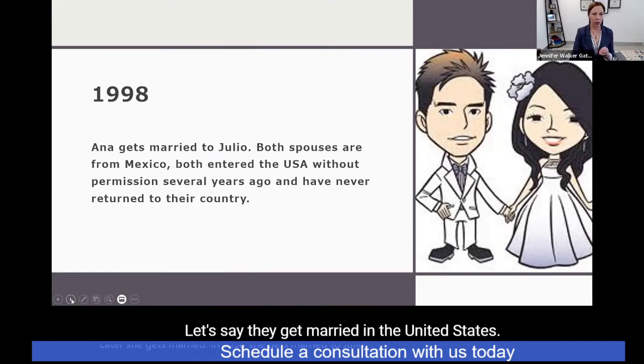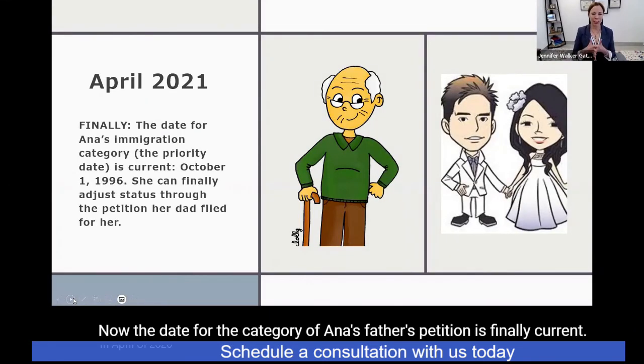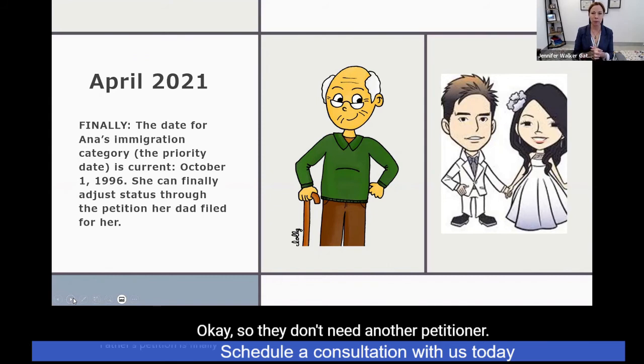Let's say they get married in the United States. They're here. They met here. They're from Mexico, both of them, both entered without permission, but they got married in the United States. They've been here for several years, and they've never left, okay? In April of 2021, which is the month we're in now, the date for the category of Anna's father's petition is finally current, okay?